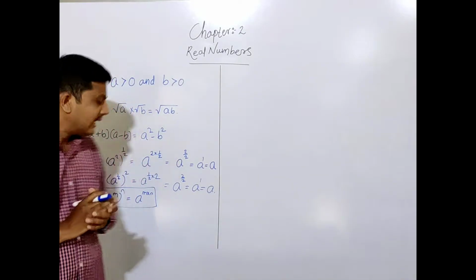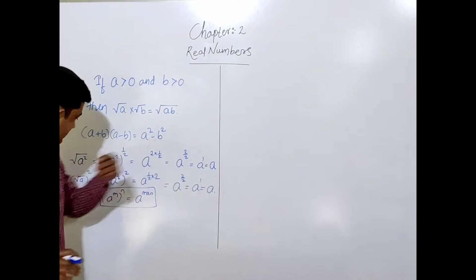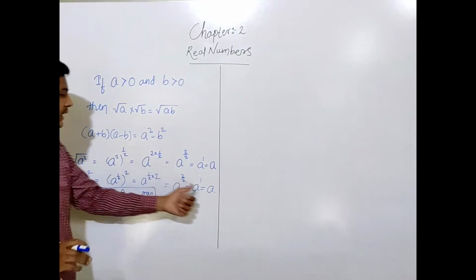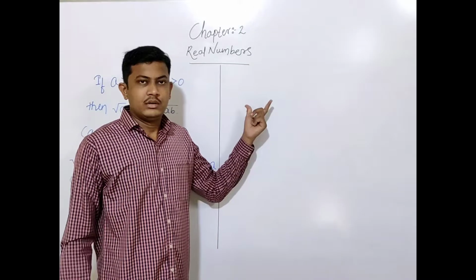From this we can say that the square root applied to a square gives us a. Also, if we take the square root of a and square the term, what we get is a. So these two terms are the same. Now we have to see more notations.